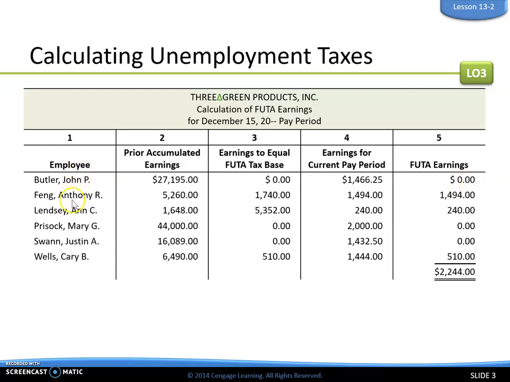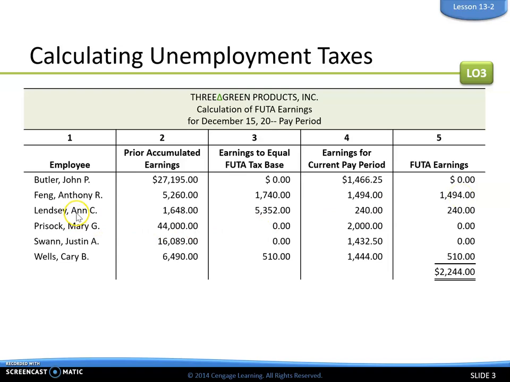Let's go ahead and look at Anthony then. Anthony's prior accumulated was $5,260. To figure out this number here, we are going to subtract. We're going to take 7,000, which is our tax base, minus his accumulated earnings. That means for Anthony, we still need to tax $1,740 of his earnings. When we look at this column, this is what he earned this pay period. So this pay period, he earned $1,494. That means that we are going to tax this whole amount of $1,494.